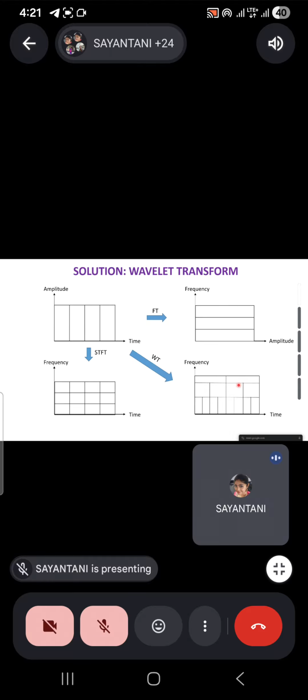So mathematically, what is actually happening? I understand that I'm trying to utilize variable size windows in the case of wavelet transform. But the question is, how do I design these variable size windows? So let's understand that.